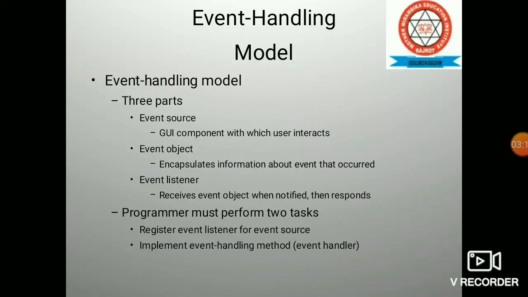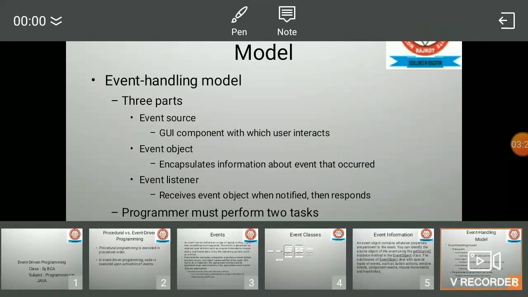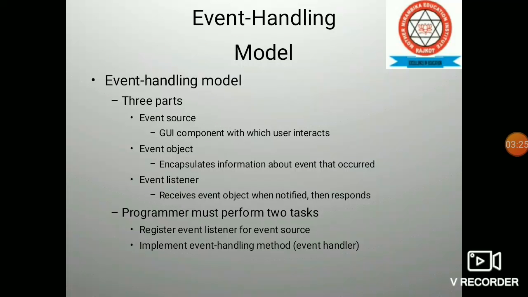In the event handling model, there are three major parts that we need to understand: the event source, the event object, and the event listener. Source is the object that generates an event. This occurs when the internal state of the object changes in some way. Sources may generate more than one type of event. A source must register listeners in order for the listeners to receive notification about a specific type of event.